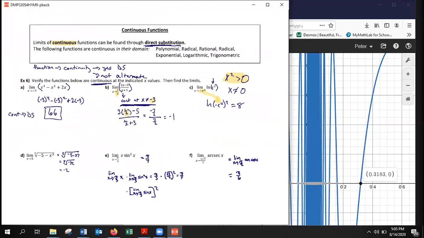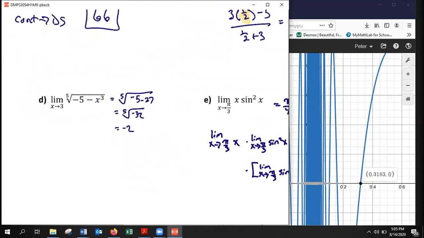Hopefully, you're following along really well. Part D, what kind of function is this? This is a rational function. Rational functions are continuous in their domain. Therefore, we directly substitute.